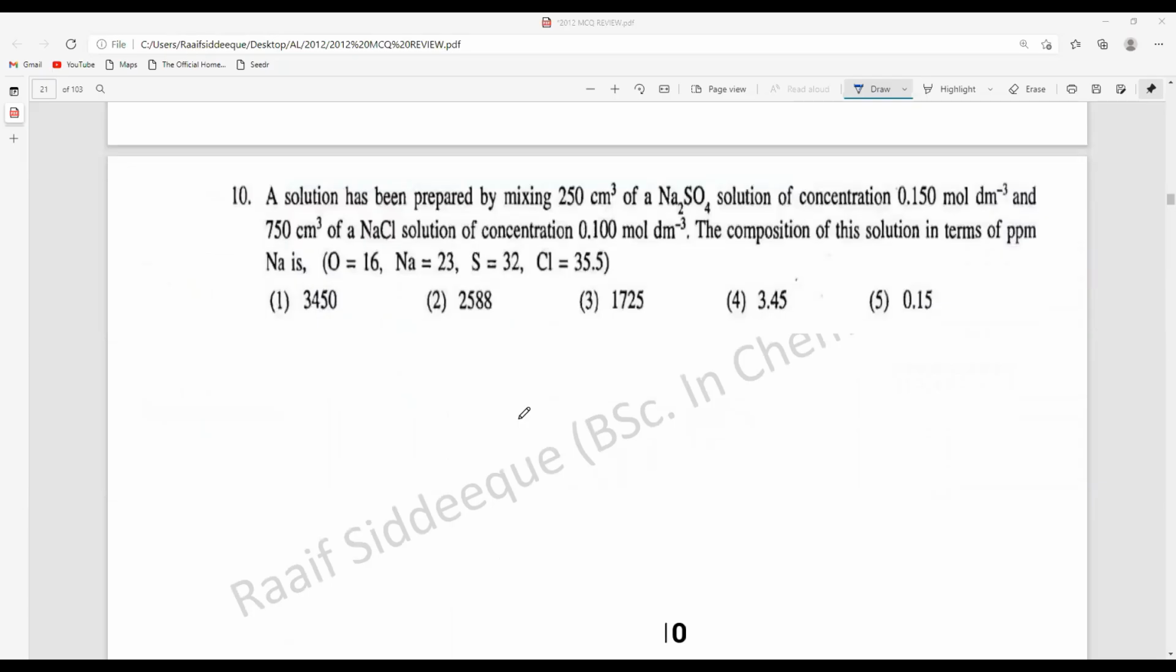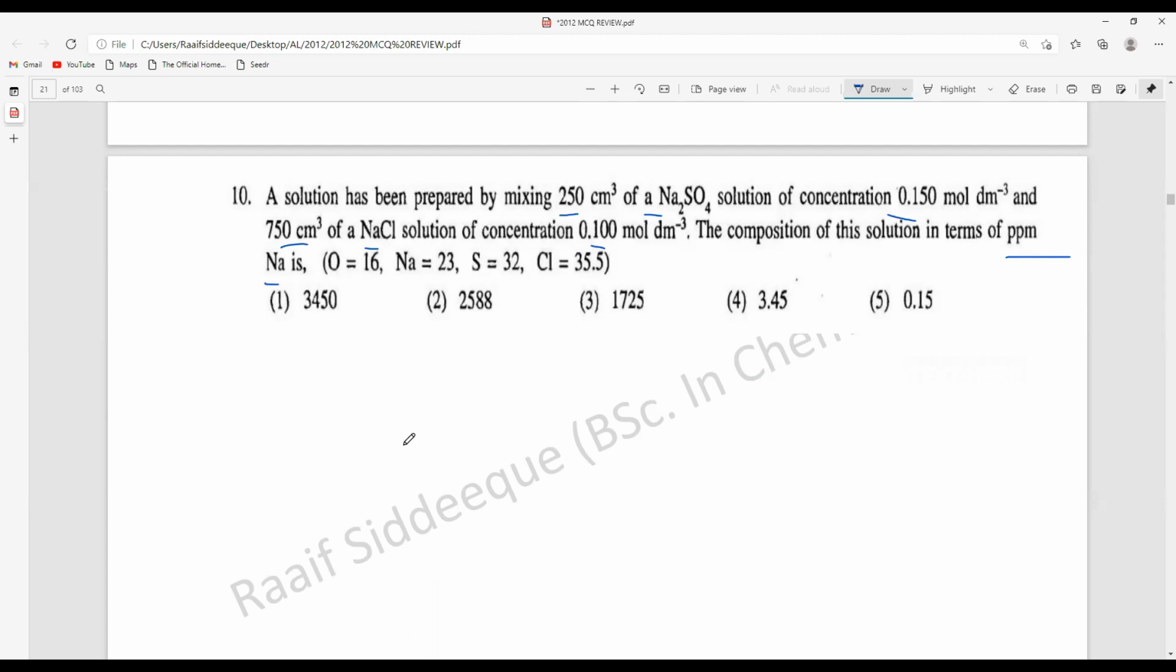So this is another straightforward question. Question number 10: a solution is prepared by mixing 250 cubic centimeter of sodium sulfate, the concentration is given, and 700 cubic centimeter of NaCl solution, again the concentration is given. So finally, they are asking about ppm of sodium.